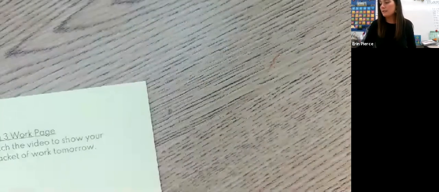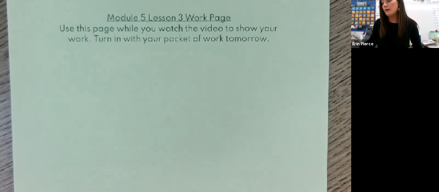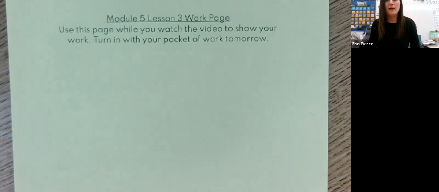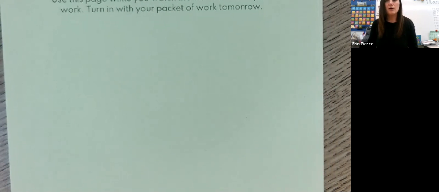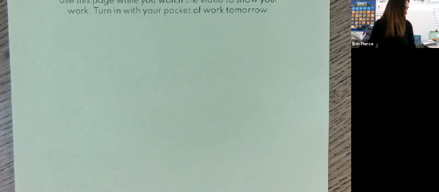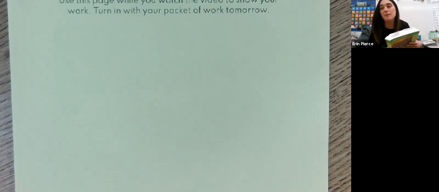We are now going to move on to our Eureka lesson. So yesterday I gave you this paper. It says Module 5, Lesson 3 work page. You're going to use this page to fill out your work. So as you work on this video, I'm going to tell you some things to write down. Please make sure you write them down on this paper and turn them in with your work packet tomorrow.